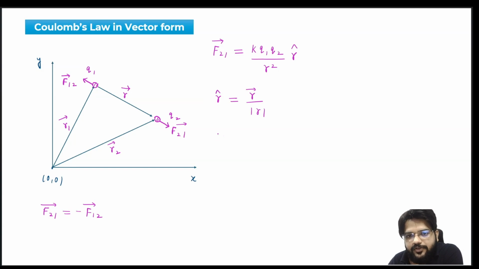Now the next thing is what? We will put both these values. So F21 can be written as K Q1 Q2 by R square, and R cap can be written as vector R by mod R.